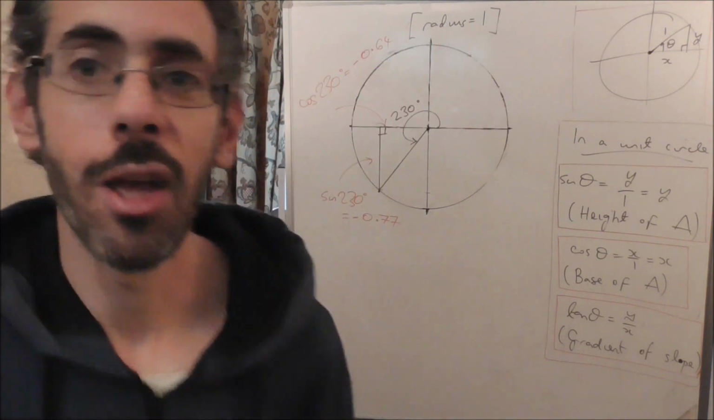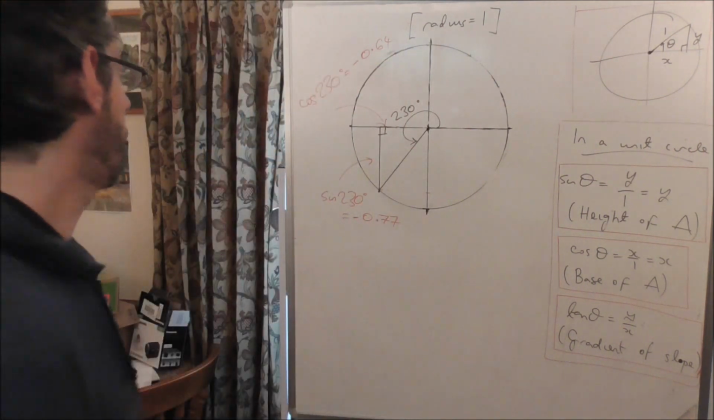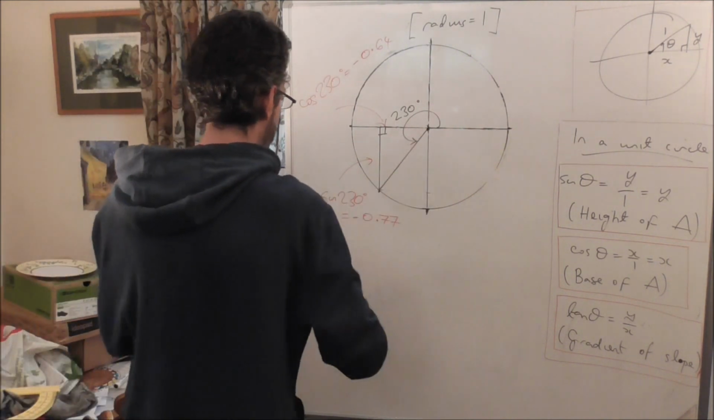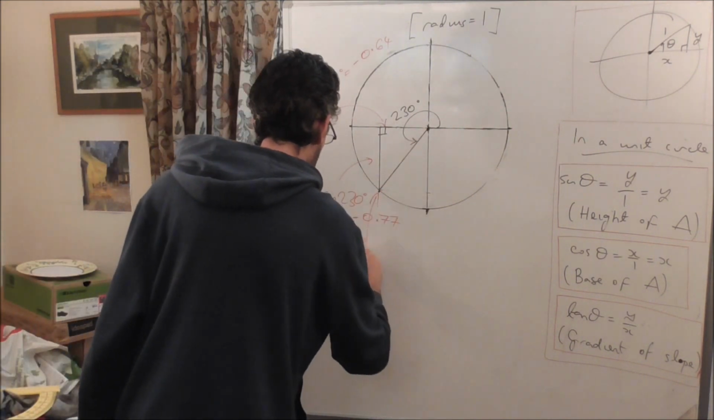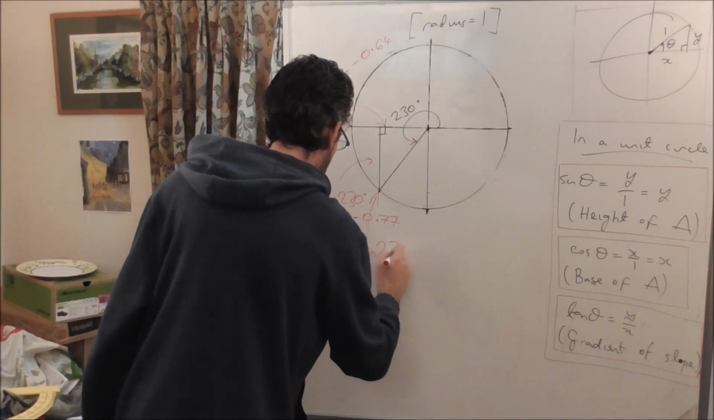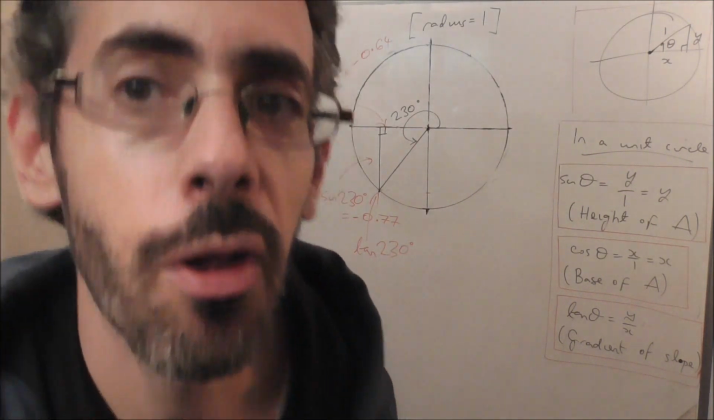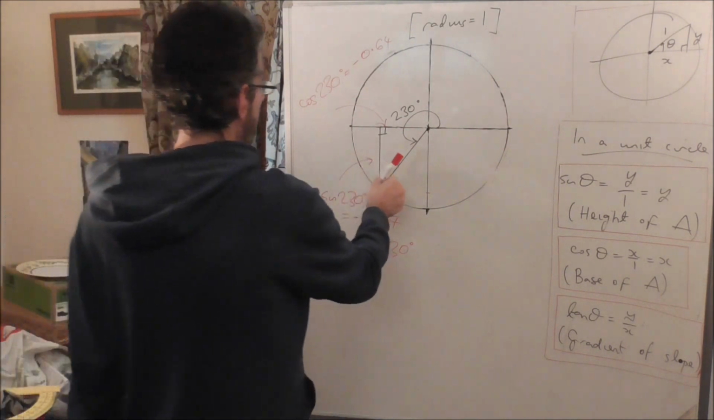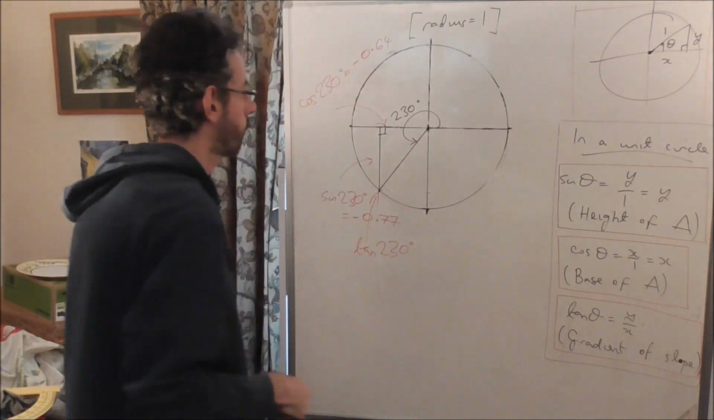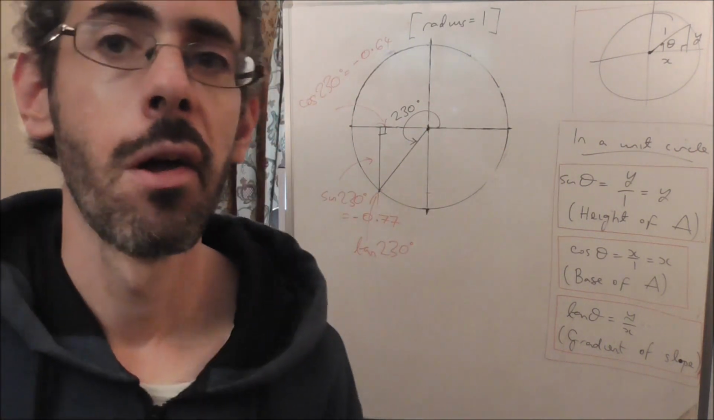Right, let's estimate tan of 230. That's just the gradient of the slope. So tan 230 is the gradient. So first of all, is it going to be positive or negative? Well, if you notice, it's sloping upwards. It's sloping in the positive direction. So the tan value is going to be positive.